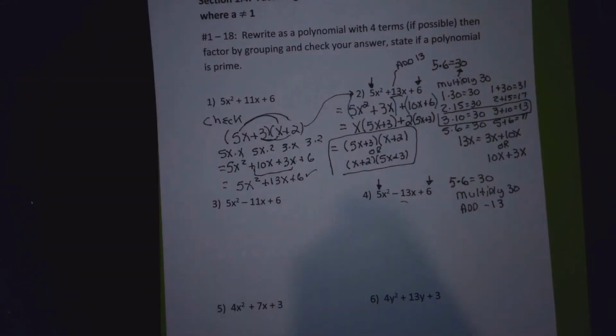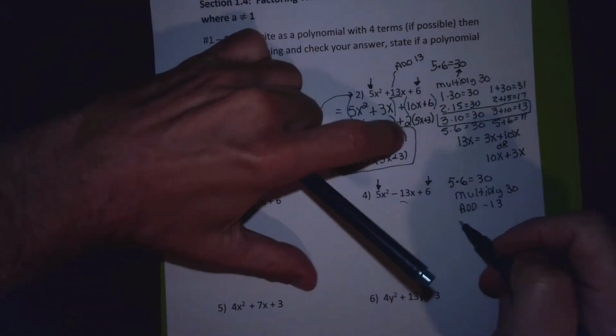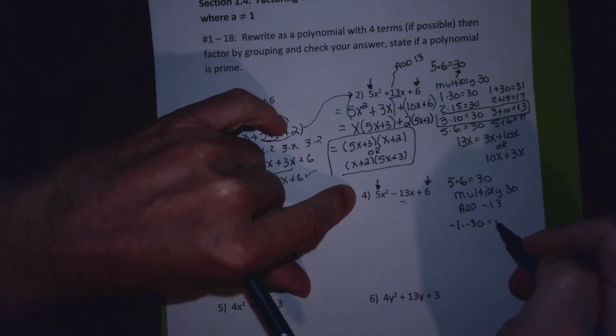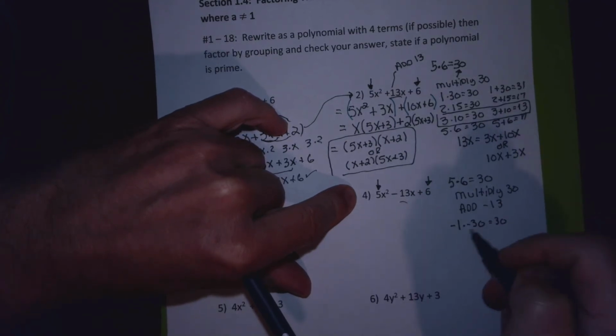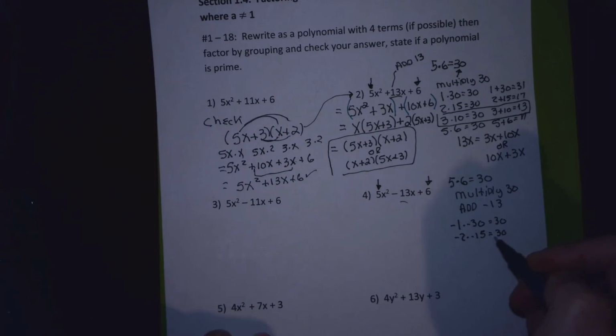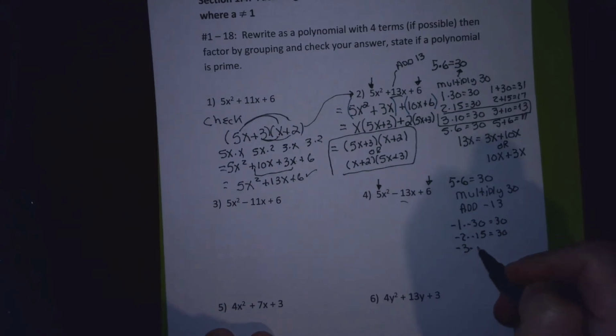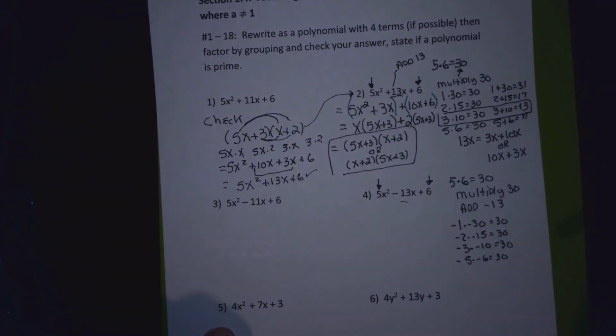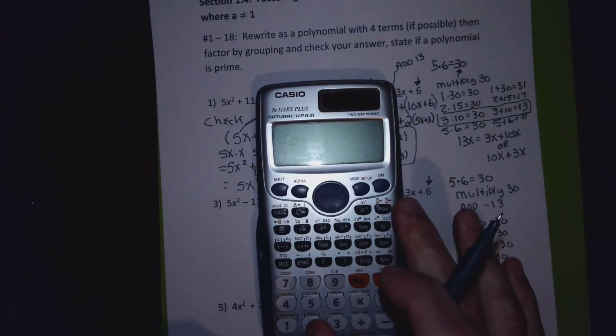So the numbers that are candidates to split negative 13x up are double negative numbers, because negative 1 times negative 30 are double negative numbers, but they multiply to 30. Negative 2 times negative 15 are potentials, they're double negative and they multiply to 30. Negative 3 and negative 10, double negatives, multiply to 30. Negative 5 and negative 6, double negative, multiply to 30. Instead of adding each one of these, I'm just going to do the one that works.